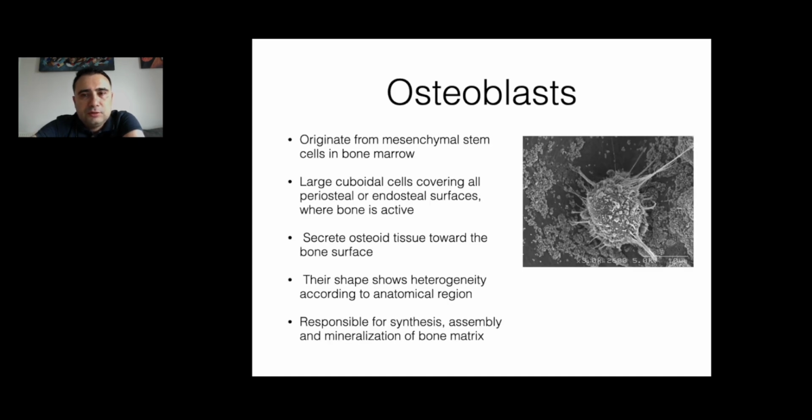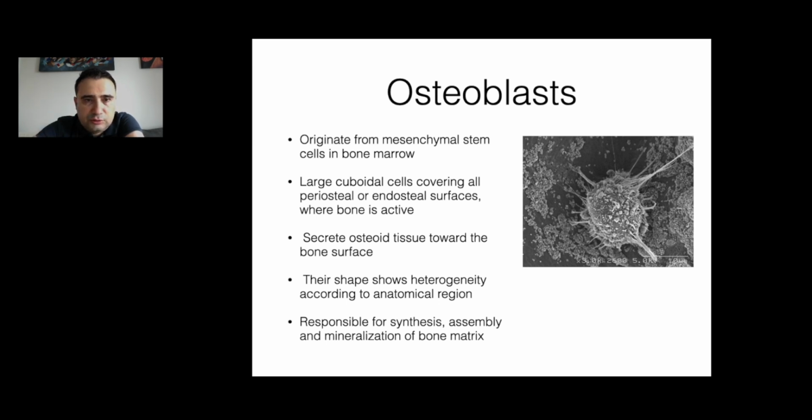Now take a close look at these cells. Osteoblasts, as I mentioned in the previous slide, originate from mesenchymal stem cells in bone marrow. The mesenchymal stem cells are undifferentiated cells in the bone marrow, so they can differentiate into many types of cells, such as neurological cells or lipid cells or other types of cells. And one type of cells they can differentiate into is osteoblasts.